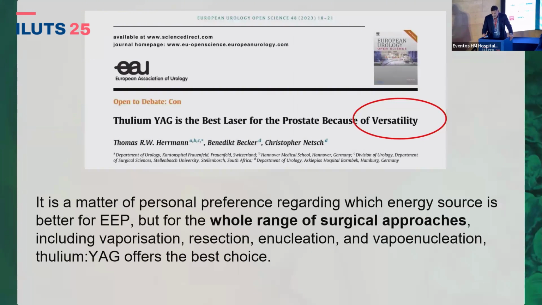And this is an editorial by the German guys, thulium pioneers, concerning the enucleation. Of course, it depends on the surgeon's preference. The enucleation is energy independent, but probably the thulium YAG, due to its physical properties, is the most versatile.